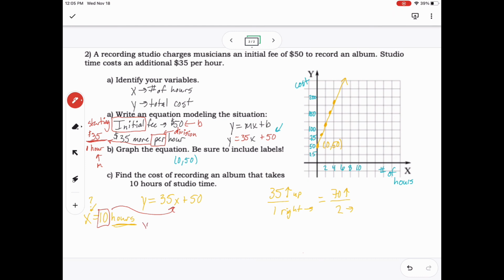So then now y is going to equal 35 times 10 plus 50. And so 35 times 10 is 350. And then adding those two is going to equal 400. So it's going to cost you $400 to spend 10 hours in the studio. So hopefully that makes sense.